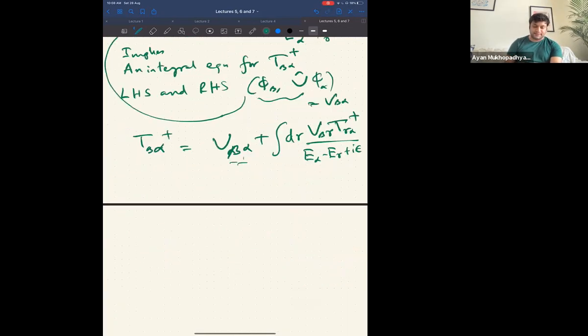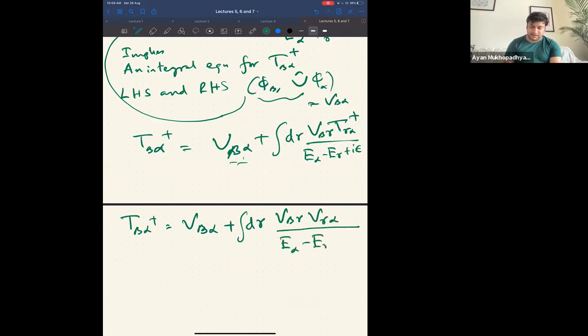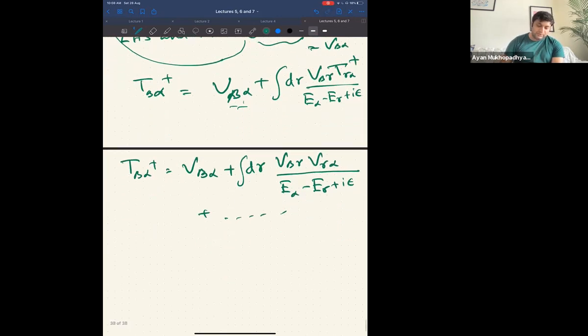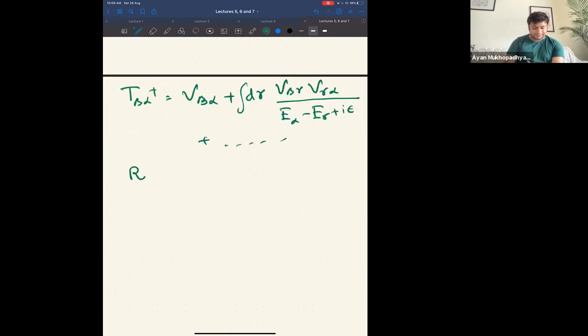All right. So it means that if I try to rewrite T beta alpha plus in a series, what I should get is T beta alpha plus would be equal to V beta alpha plus the sum over gamma of V beta gamma V gamma alpha divided by E alpha minus E gamma plus I epsilon. Okay, so let me just simplify and write dot dot dot, and let's see what the first two terms would imply. All right. So what we need to do is to rewrite this as a Dyson series.